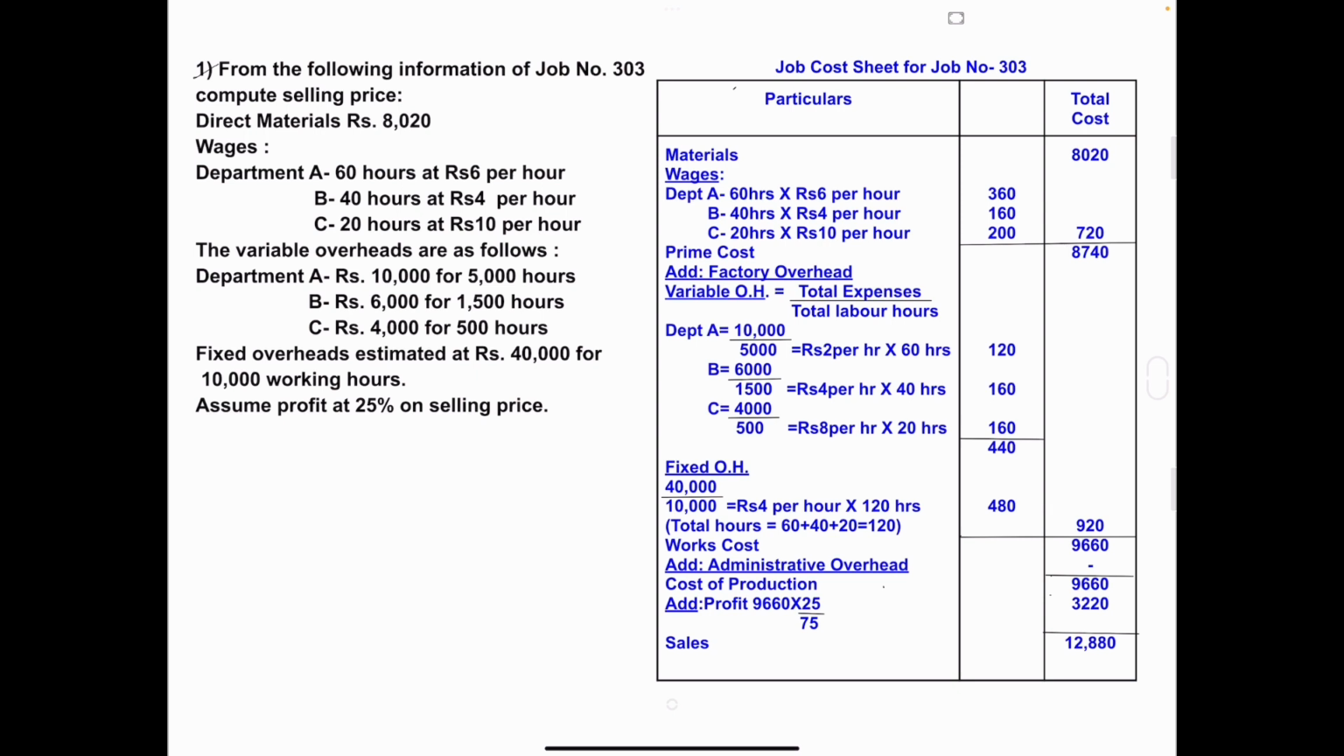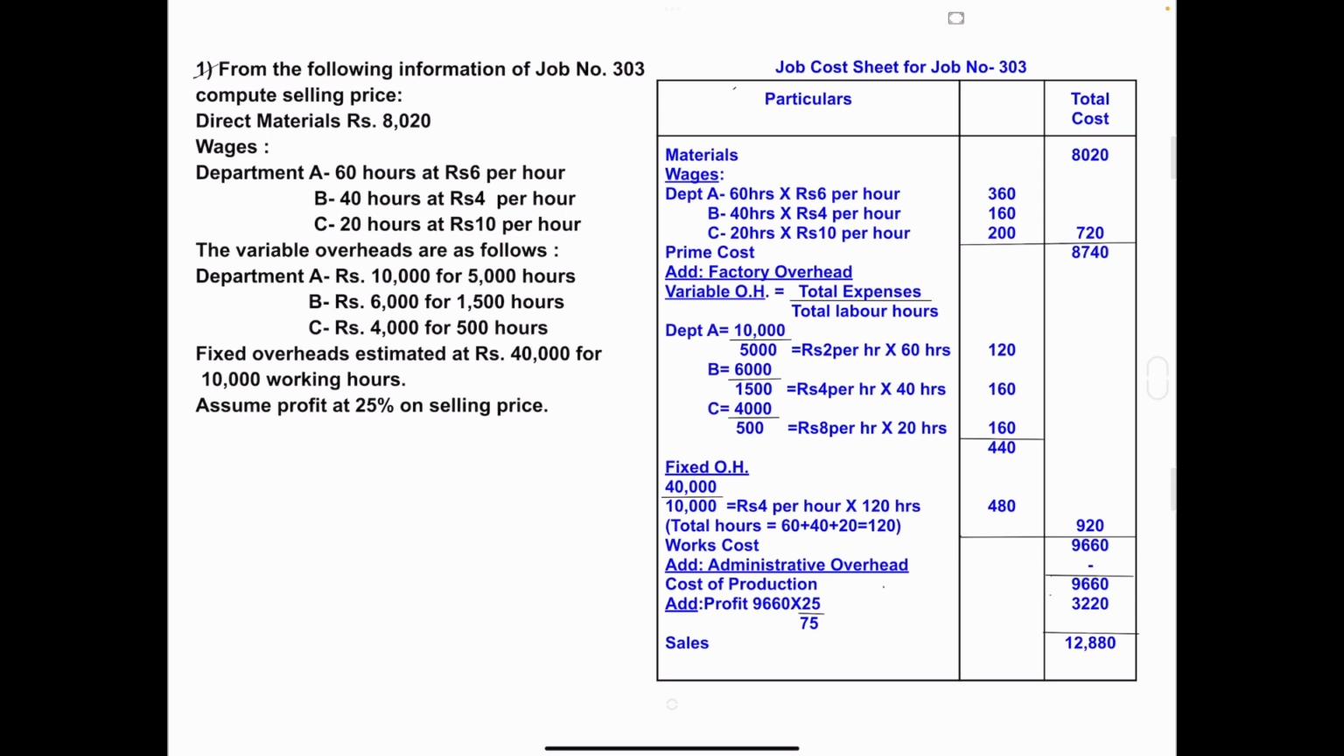The variable overheads are as follows. Department A, rupees 10,000 for 5,000 hours. B, rupees 6,000 for 1,500 hours. C, rupees 4,000 for 500 hours. Fixed overhead estimated at rupees 40,000 for 10,000 working hours. Assume profit at 25% on selling price.